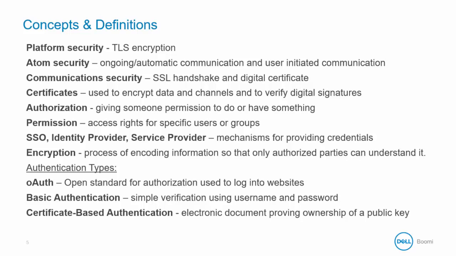For communication security, all outbound communication from the Atom to the data center is over HTTPS port 443. And if you're familiar with networking, you know that this port is used for secure web browser communication. Data transferred across such connections are highly resistant to eavesdropping and interception. The Boomi Atom uses a standard SSL handshake to authenticate with atom.boomi.com.